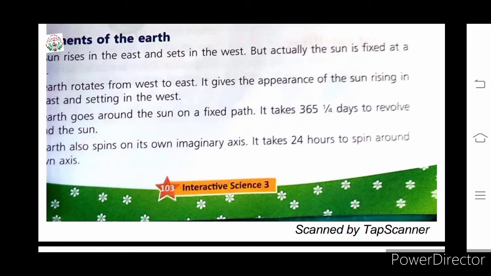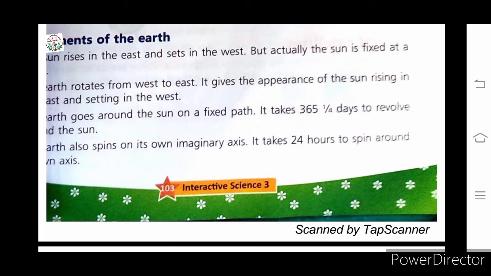Hello everyone. Children, in our last class we have completed the solar system, the sun and the earth. Let's once again revise that much, children. So in our solar system there are 8 major planets and they are Mercury, Venus, Earth, Mars, Jupiter, Saturn, Uranus and Neptune.